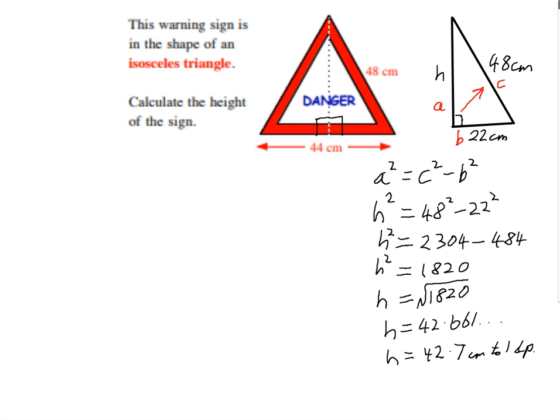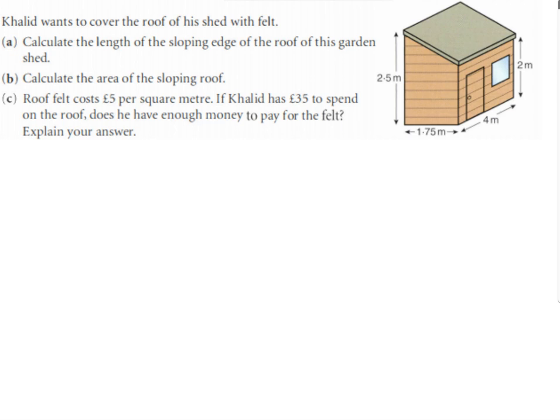Okay, I'm going to have one final example. It's a wee bit more complex. So in this one, Khalid wants to cover the roof of his shed with felt. So that is this sort of greeny colour bit at the top here. That's what we're going to try and work out. We need to calculate the length of the sloping edge of the roof of his garden shed. So that's part A. We need to work out the sloping edge.